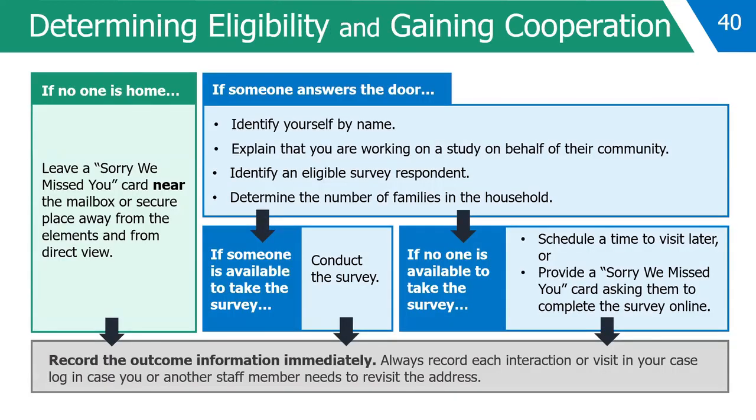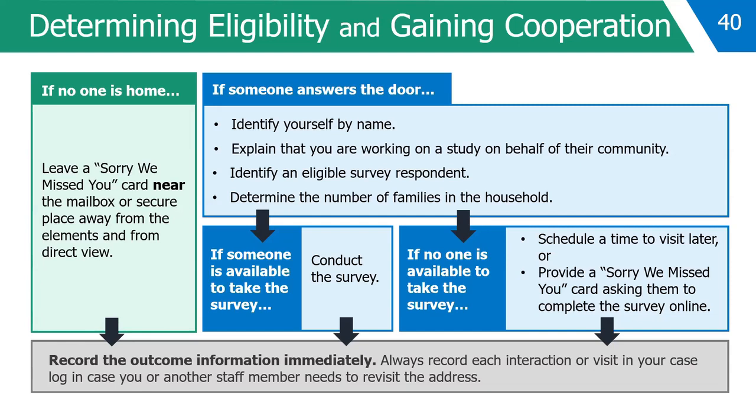So here's a little bit more about determining eligibility and gaining cooperation. So if nobody is home, the first step is to leave a sorry we missed you card, and that is available in the Income Survey Toolkit, and you can customize it for your area. You want to leave it near the mailbox or near the front door. It is not allowed to leave it inside the mailbox, but put it someplace where you think they can see it.